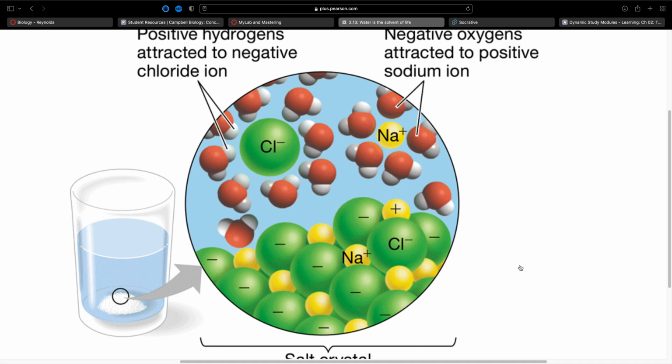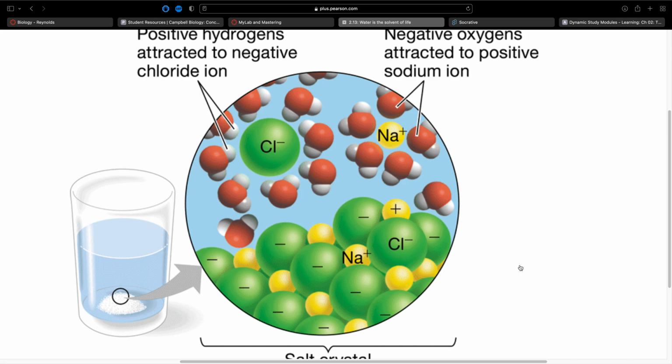So now water is going to surround these ions. That's what salt is. It's a negative ion and a positive ion. So water surrounds it like an army. That's always a good strategy, right? In war, you divide and conquer. So it divides up the ions and then surrounds them so they can't get back together again.